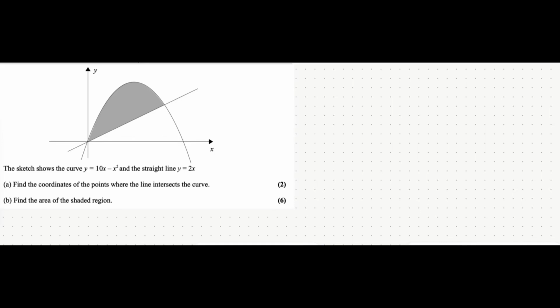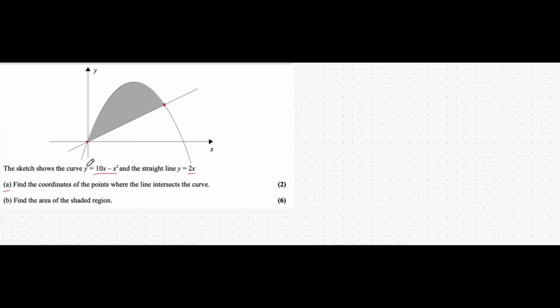In this video, we're going to look at how integration can be used to find the area between a curve and a straight line. So to start with, part A helps us do the question actually. It tells you to find the coordinates of the points where the curve intersects the line. Now they intersect where the x values and the y values are the same.